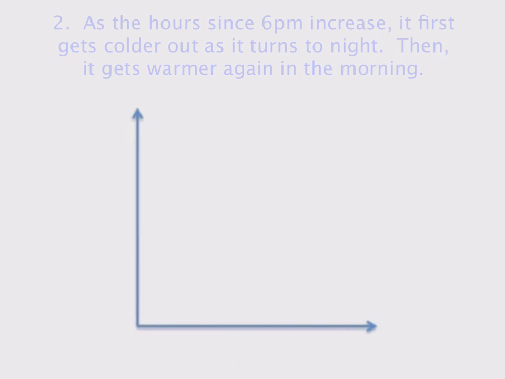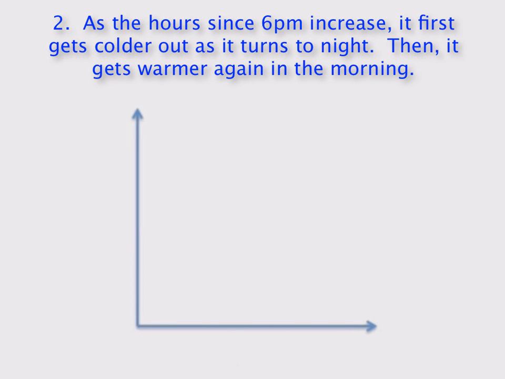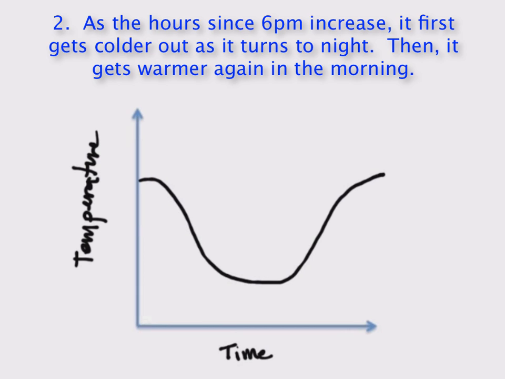Second example. As it gets later at night, it gets colder, then it gets warmer again in the morning. Again, this relationship would best be described by a continuous graph, a connected graph. Both time and temperature can be broken down forever and ever, so a continuous graph is most appropriate here. And here's a little sketch of what that graph might look like.